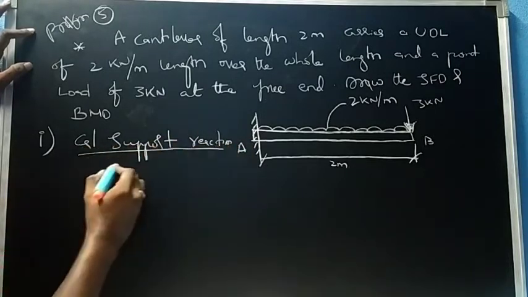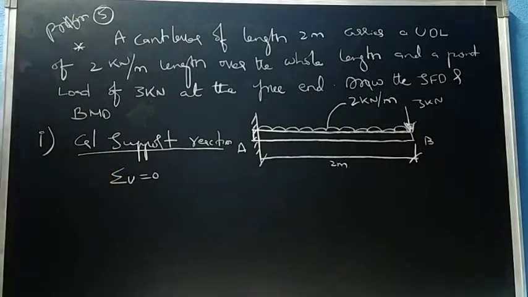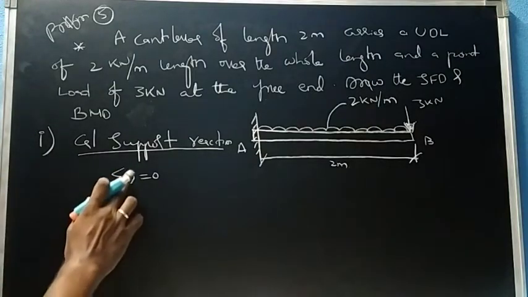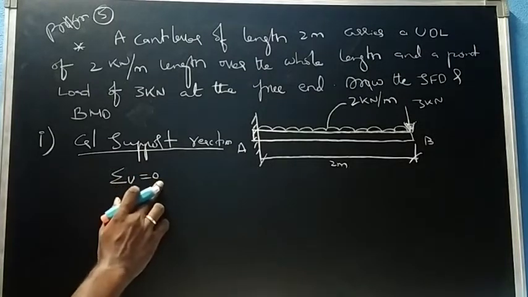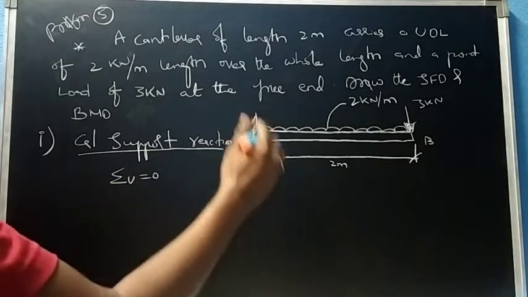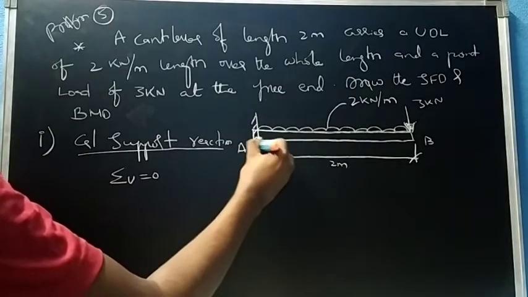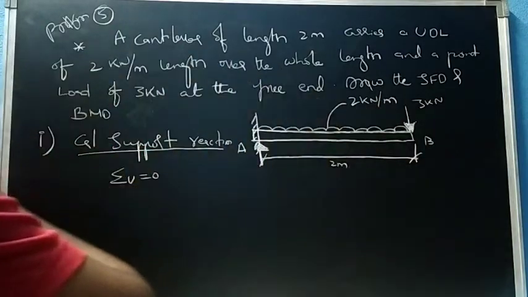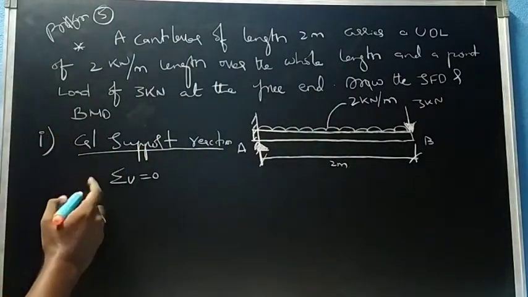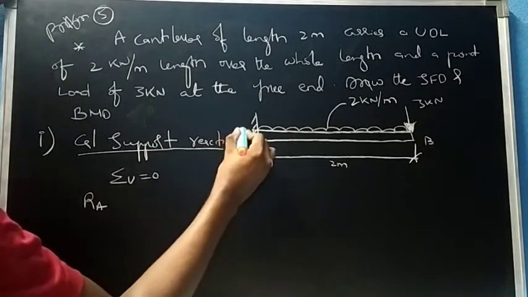That is, summation of vertical forces equals 0. From the equilibrium equation, you can write summation of Fy equals 0. I am writing all the vertical forces because we have a vertical force here and here, and a uniformly distributed load as well. So I will write here RA.